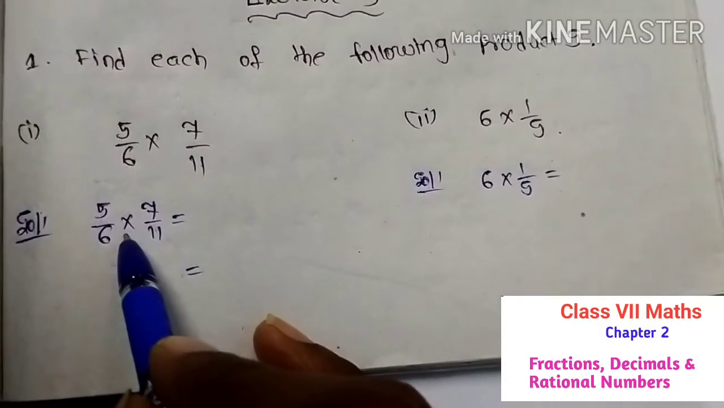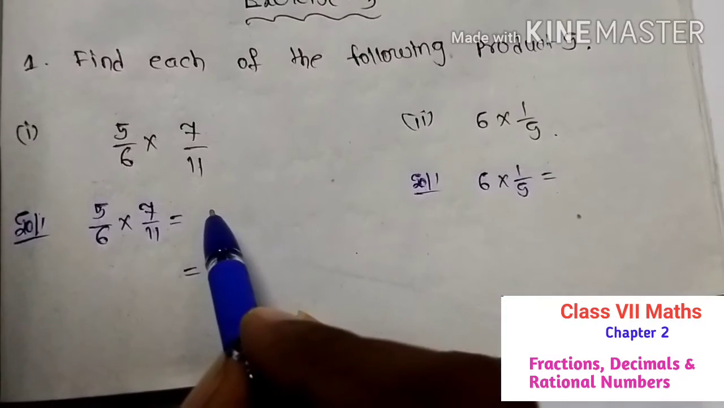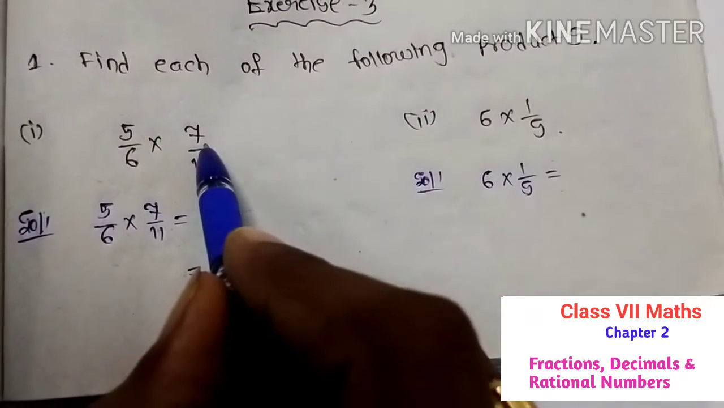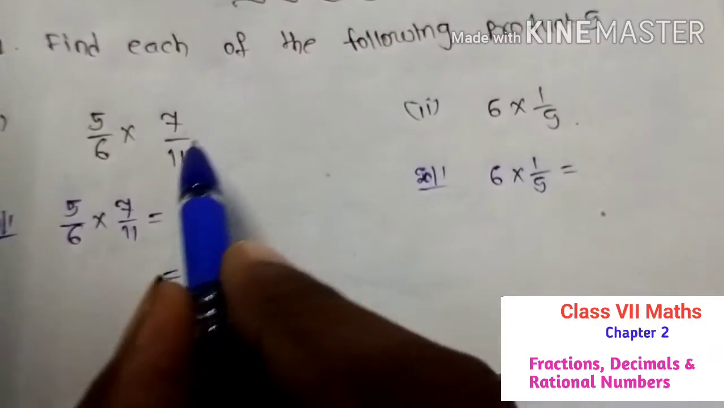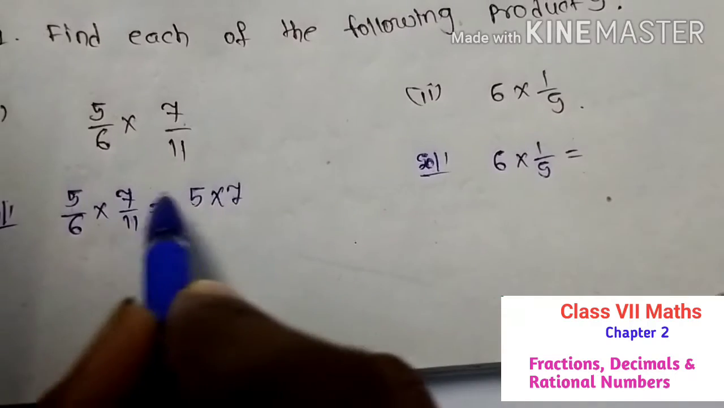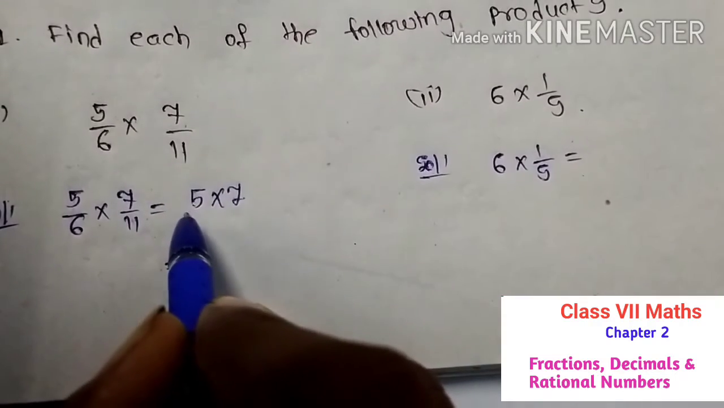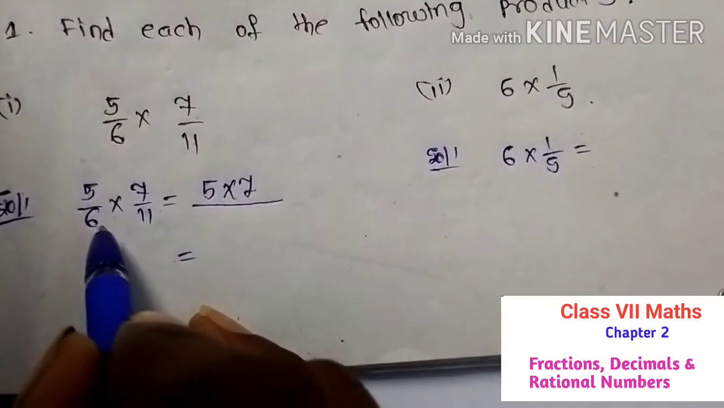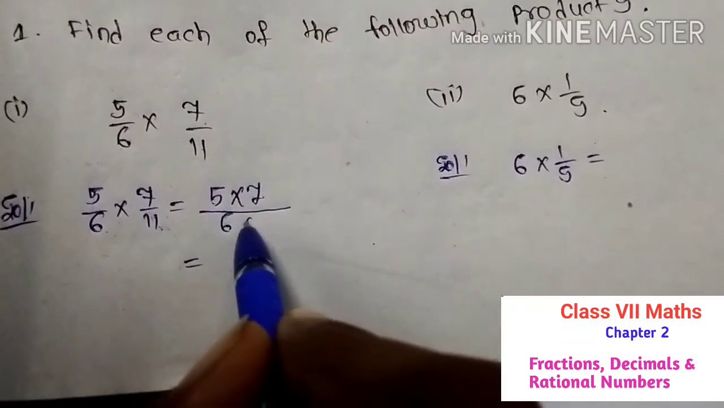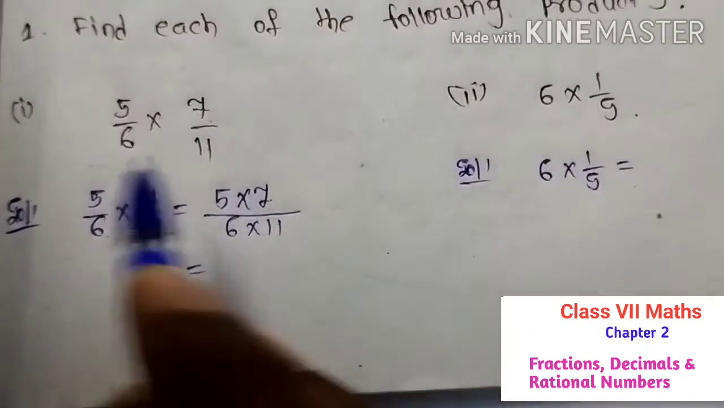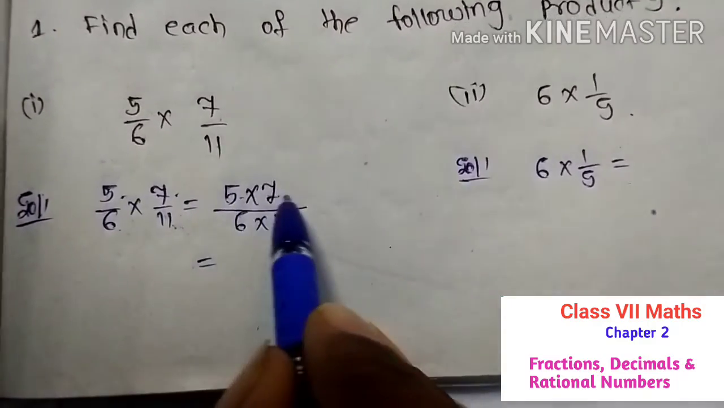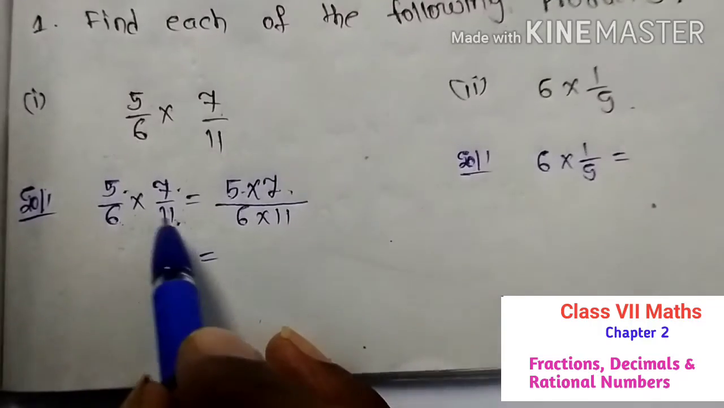See here, product of the fractions means product of the numerators. What are the numerators here? 5 and 7 are the numerators, or not? So you can write here 5 into 7 by product of the denominators, 6 into 11. Very easy one. See here, product of numerators 5 into 7 by product of denominators 6 into 11.